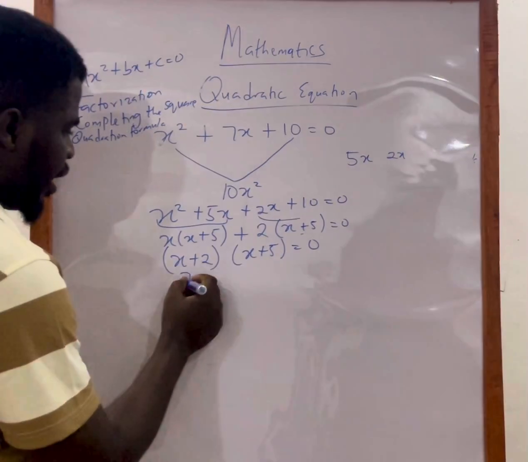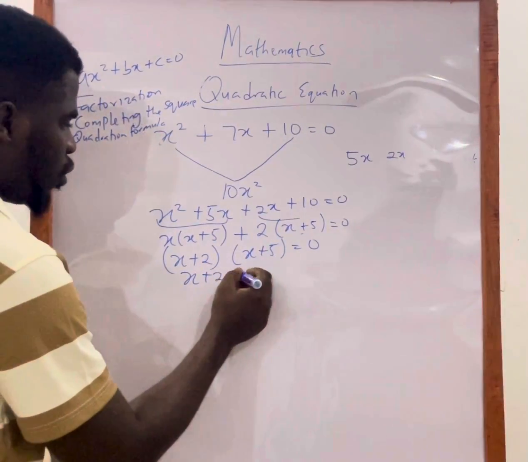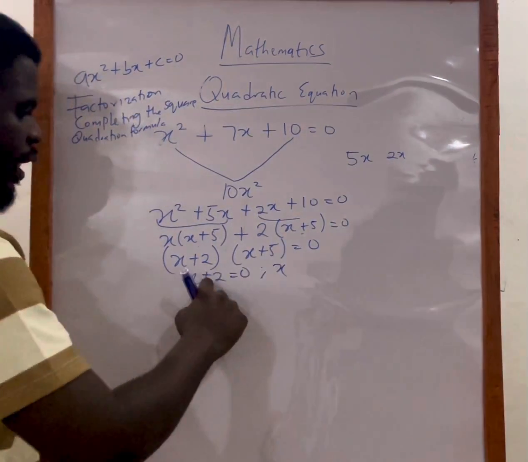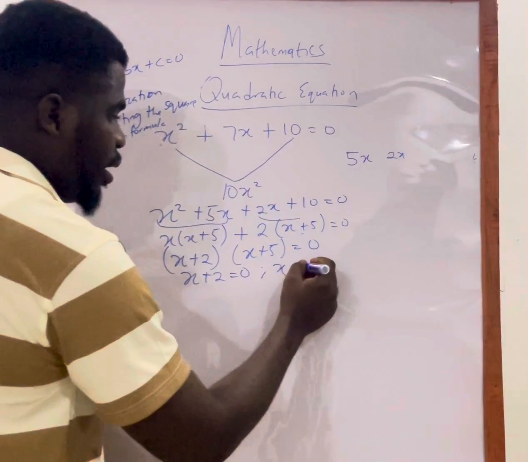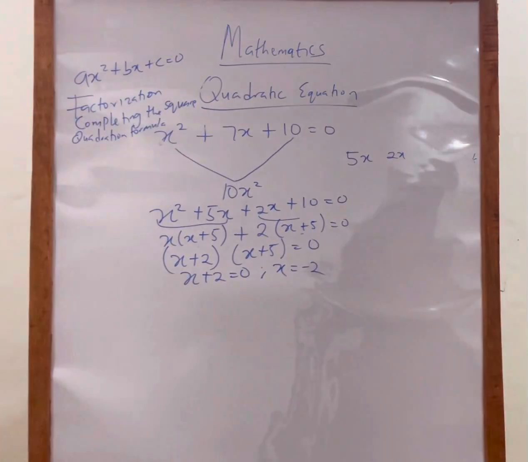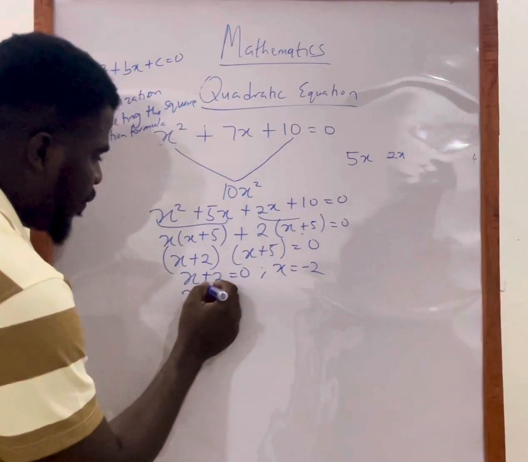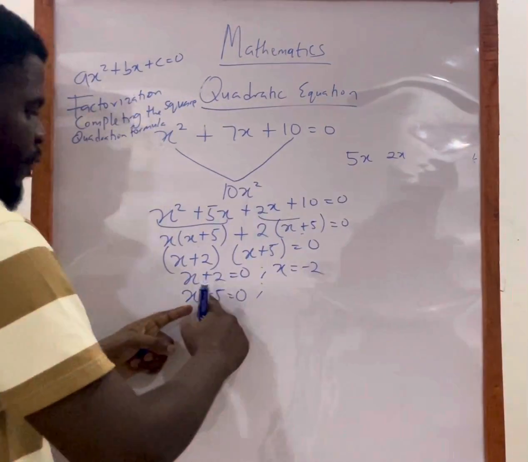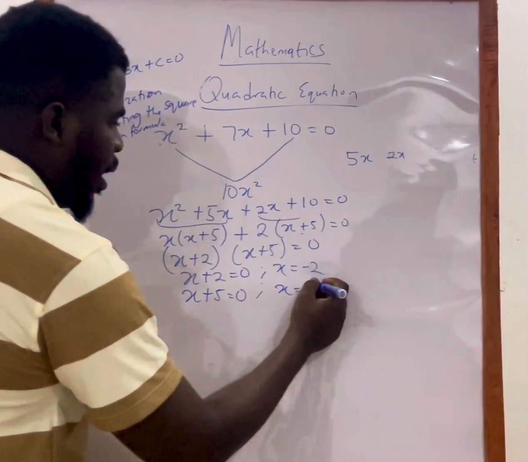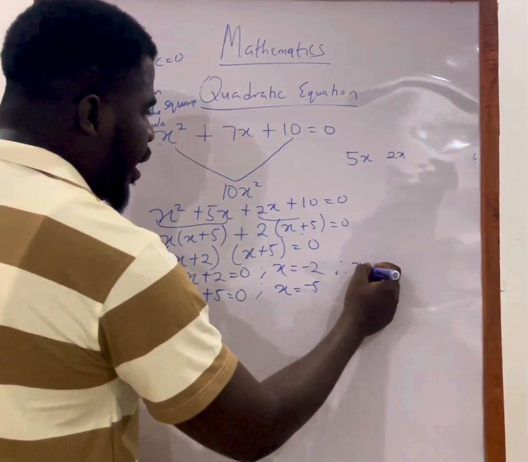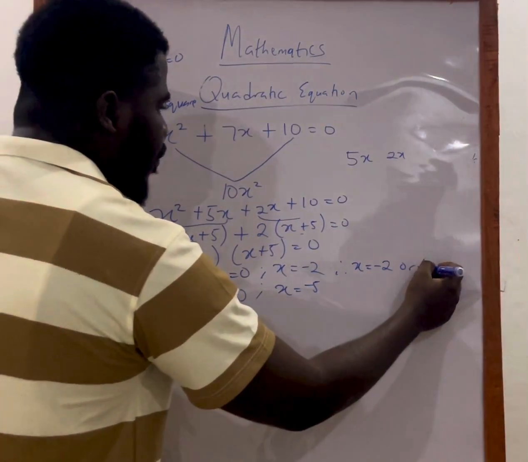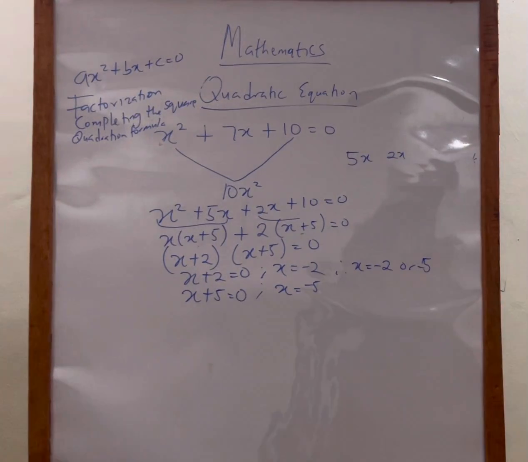So that means that x plus 2 is equal to 0. And if x plus 2 is equal to 0, if this 2 goes to the other side, it becomes minus 2. Now, look at this one. We have x plus 5 is equal to 0. Also, if this 5 goes to the other side, it will become minus 5. So therefore, x is equal to minus 2 or minus 5. So that's all for this simple factorization method.